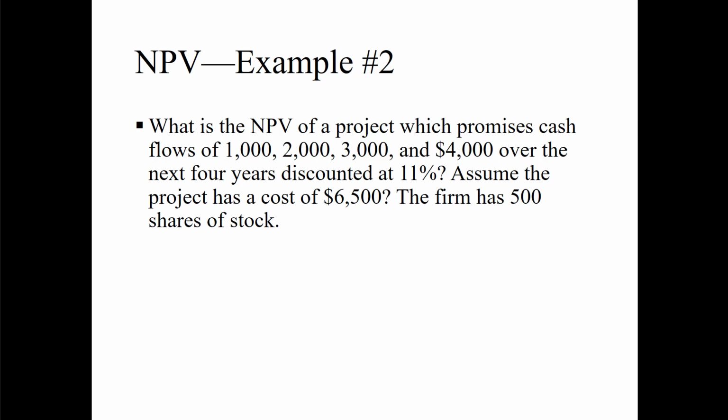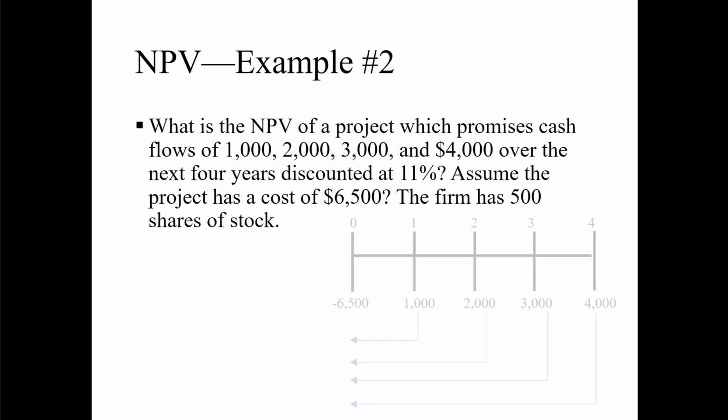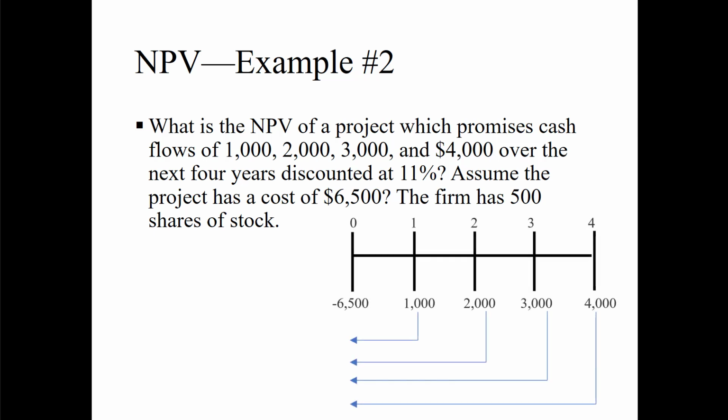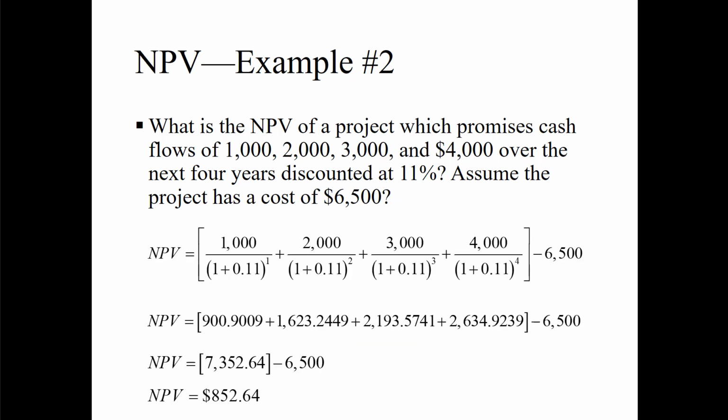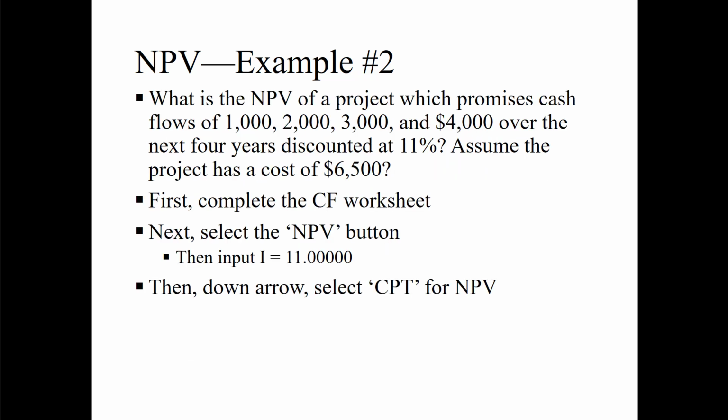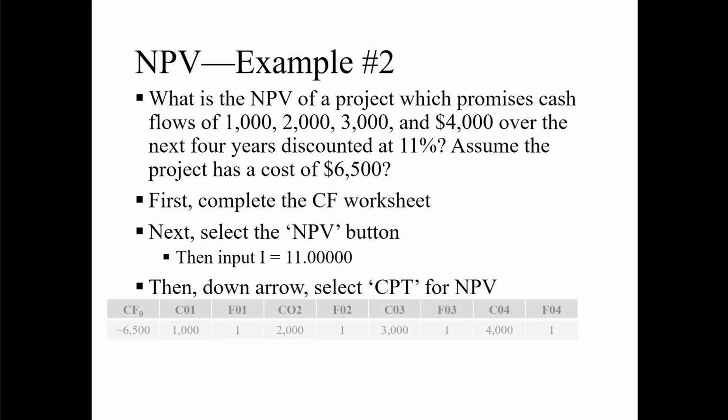Our second example is going to have unequal cash flows. And we need to discount each one of these cash flows back to today individually. If we were using the formula method, this would be the process. In this case, though, if we're using our calculator, there's a different method to do that. And so first, we're going to complete the cash flow worksheet or the cash flow register. Then we'll select NPV and make sure our interest rate is 11%. And then we'll solve for our NPV.